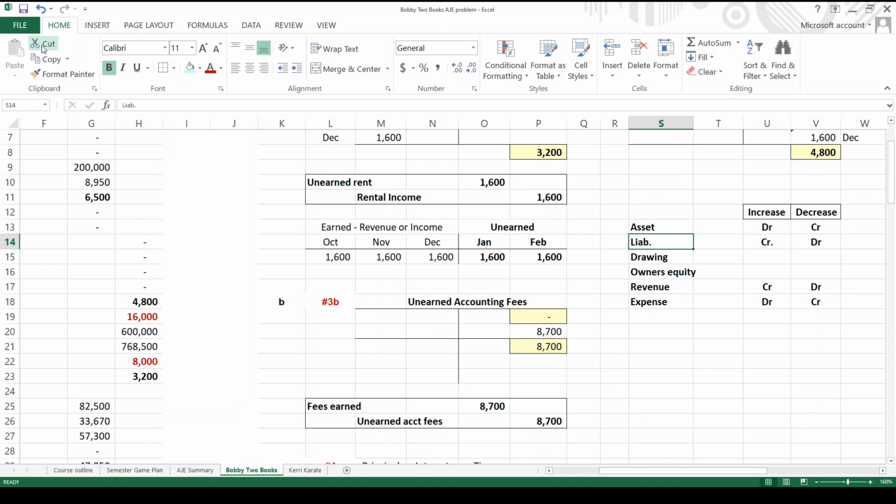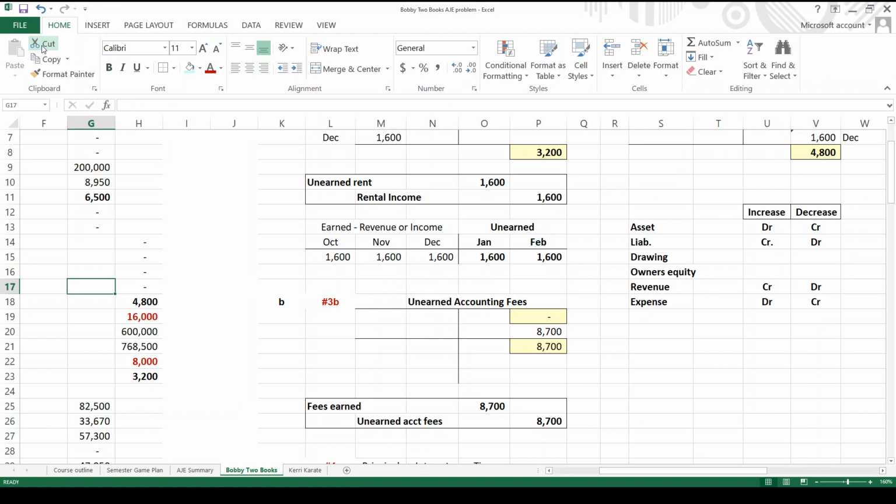So how do you decrease a liability account? Anything beginning in the word unearned is a liability account. You debit the liability account. How do you increase a revenue account? You credit the revenue account.